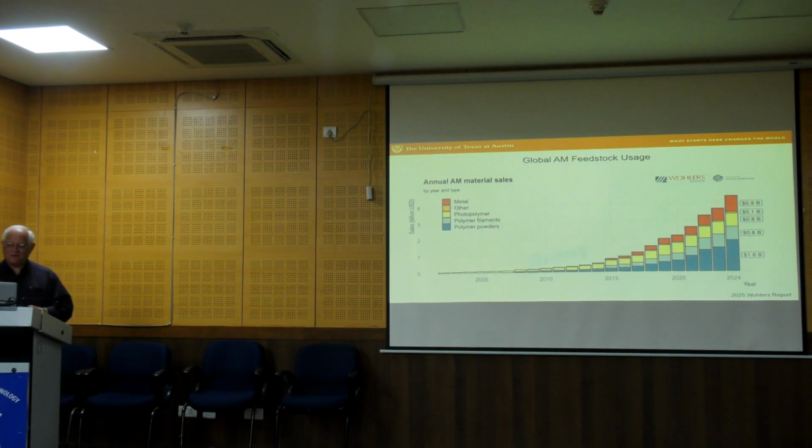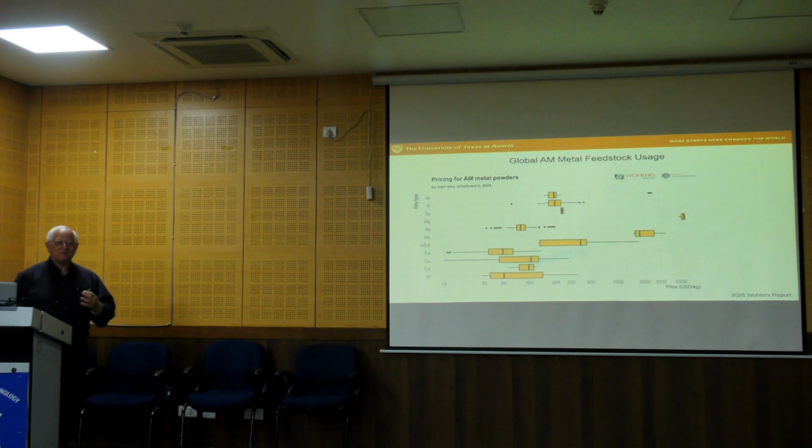I think I'll gloss over this again. This just shows what we just said, that the largest fraction of feedstocks today are the polymer powders, followed by polymer filaments, which are the extrusion product. The yellow is the photopolymers, the liquid resins for stereolithography, and then the metal parts are up here.